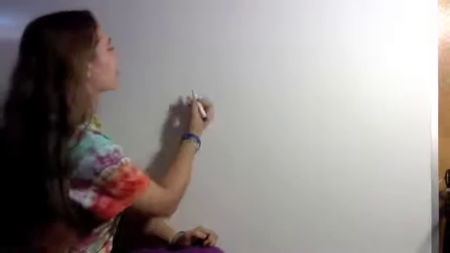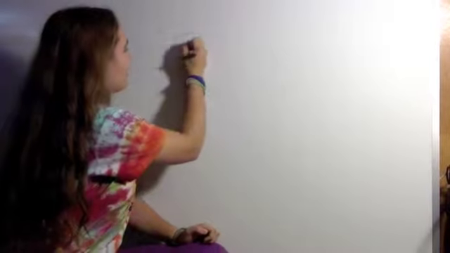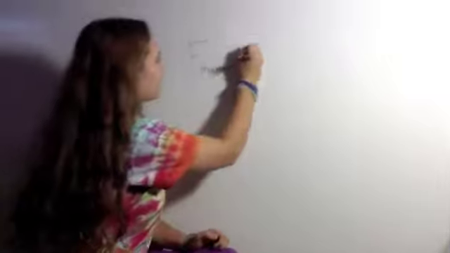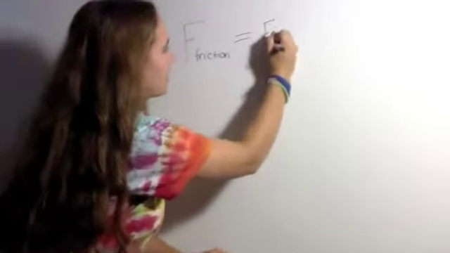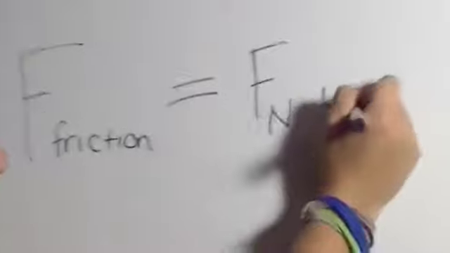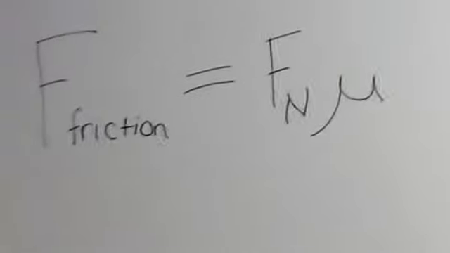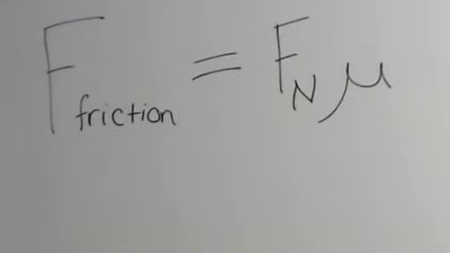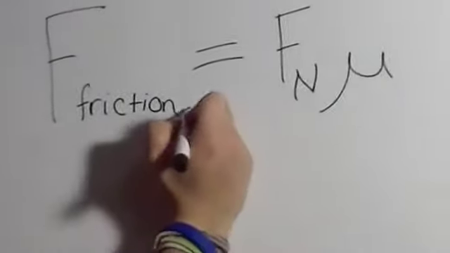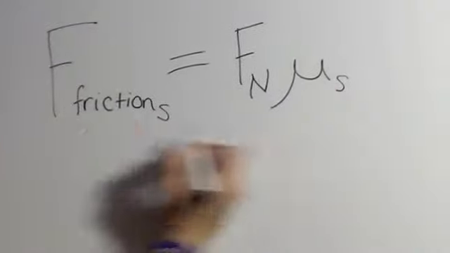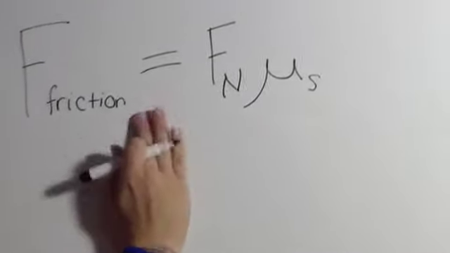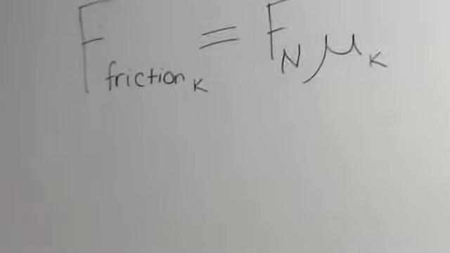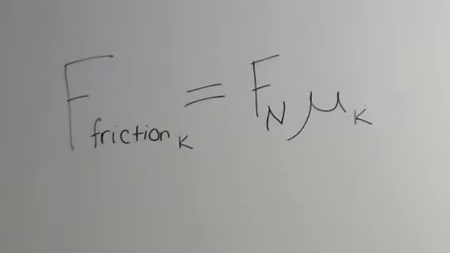The equation for finding the frictional force is the force of friction equals the normal force times mu. And mu is the coefficient of friction. Depending on whether you're finding static friction or kinetic friction, you'll use a subscript S for friction and mu, or a subscript K for kinetic. And every surface will have a different coefficient of friction for static and kinetic friction.